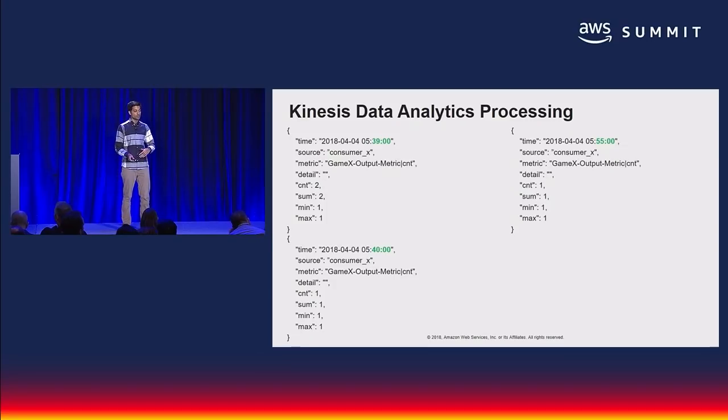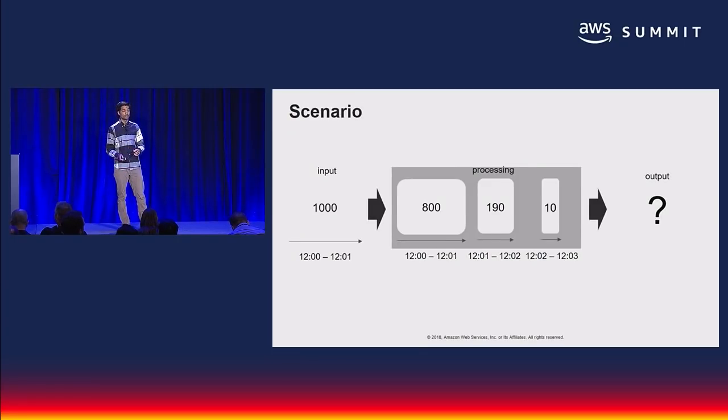So how do we do that? And that's where the third window, the sliding window, comes into play. So let me walk you through a scenario. I think this might be more telling of the different output that you can get using a tumbling window.